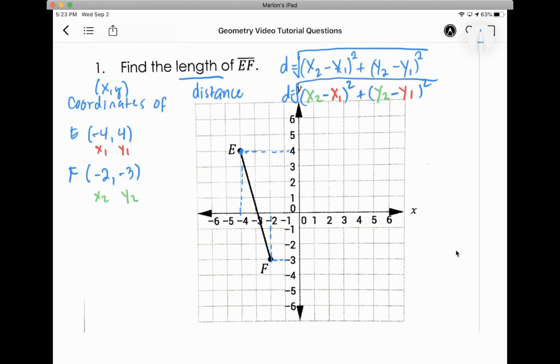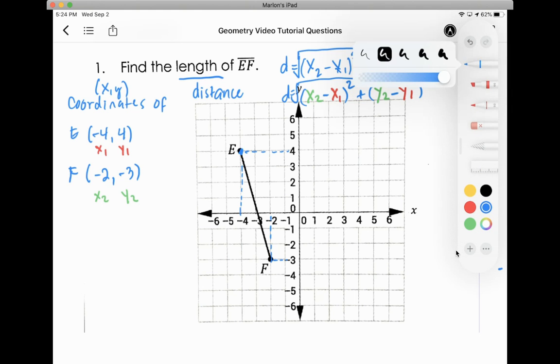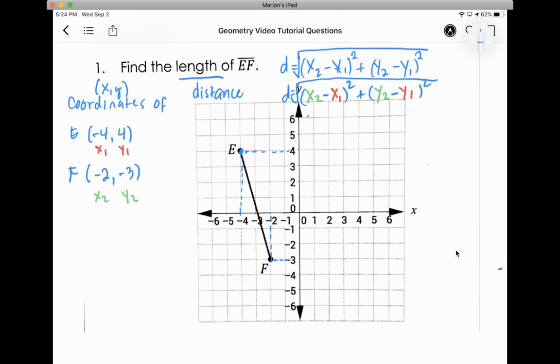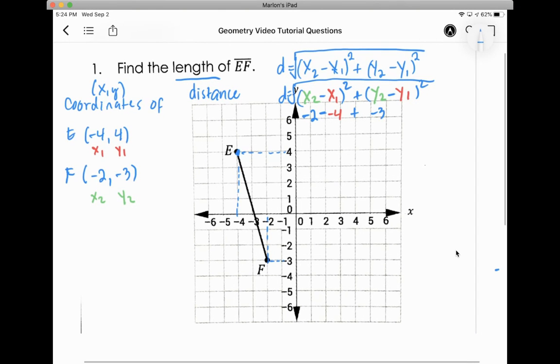Okay, so let's plug in the values. We have -2 for my x2, minus my x1 which is -4, and plus my y2 which is -3, minus y1 which is 4. Okay, let's put that in a square.